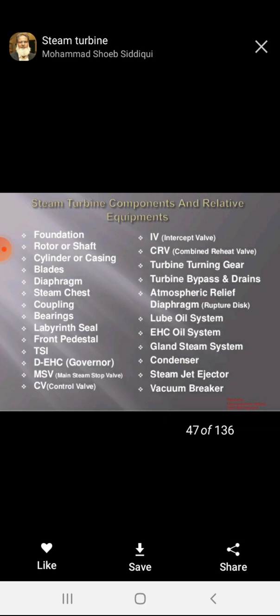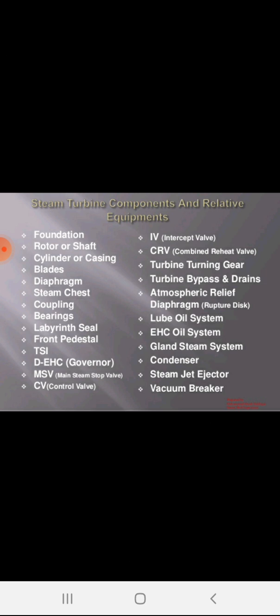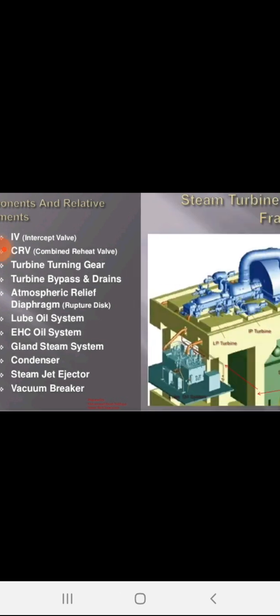Foundations, rotor shaft, cylinder casing, blade, diaphragm, steam gland, coupling, bearing, seal, front pedestal, TSI, main steam stop valve, control valve and intercept valve, combined reheat valve, turbine turning gear, turbine bypass and drain, atmospheric relief diaphragms, lube oil system, EHC oil system, gland system, condenser, steam jet ejector, vacuum breaker.